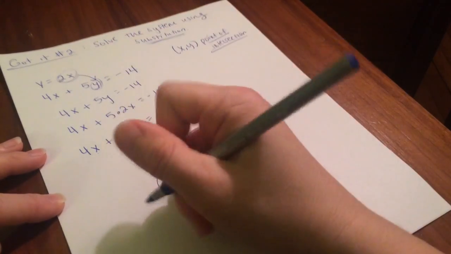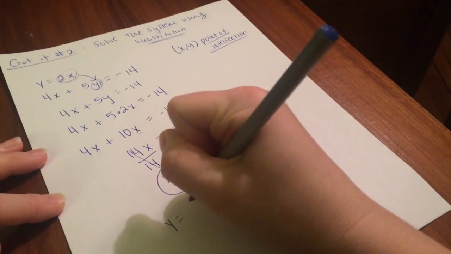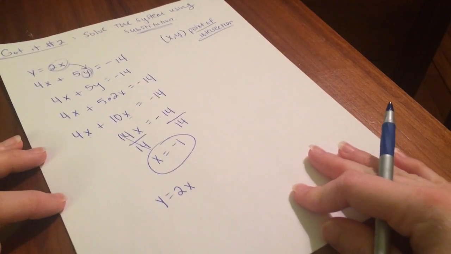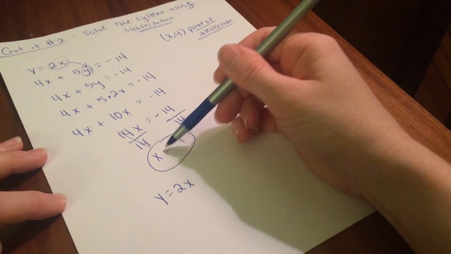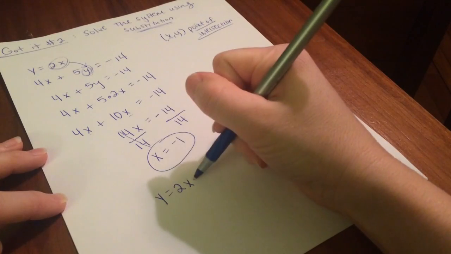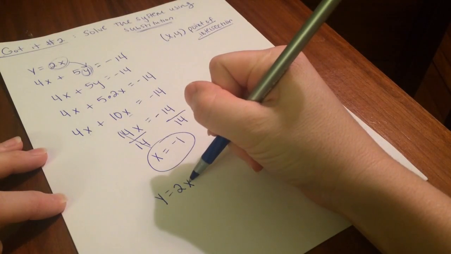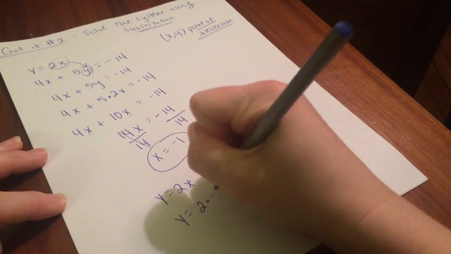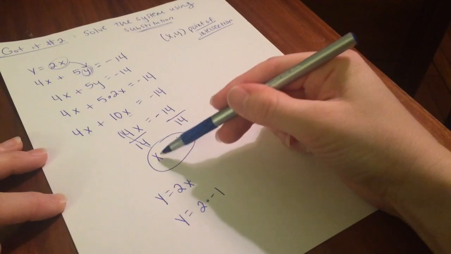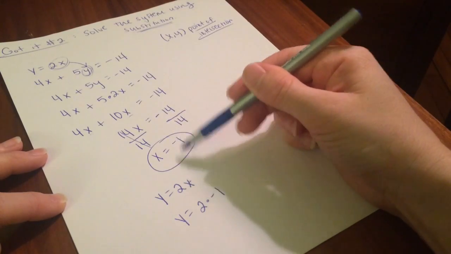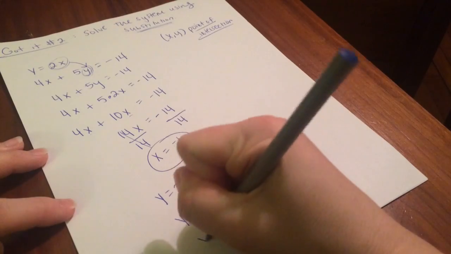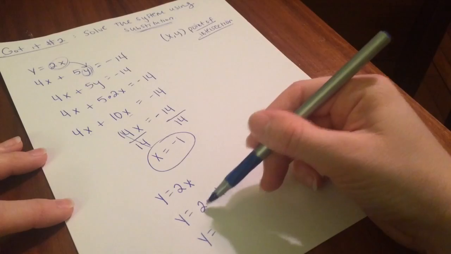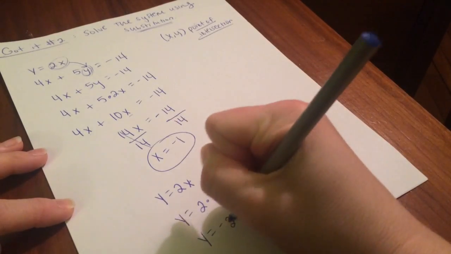So let's recopy the first equation, y equals 2x. And we just figured out that x equals negative 1, so let's plug in negative 1 right here for x. y equals 2 times negative 1, because x is negative 1. So y equals 2 times negative 1, which is negative 2.